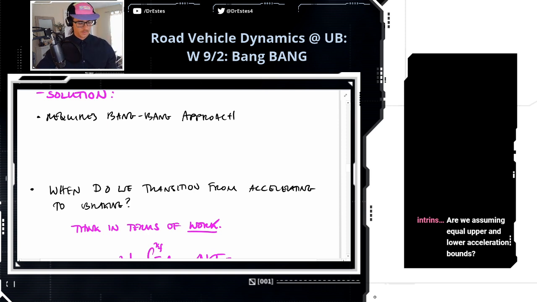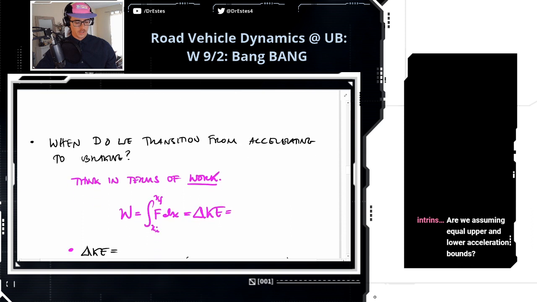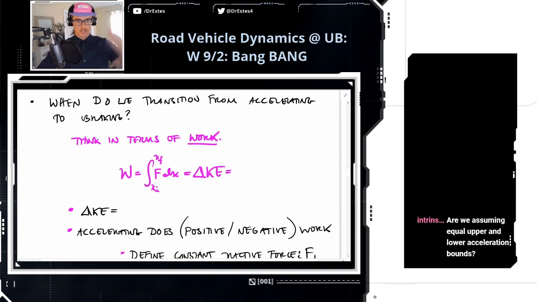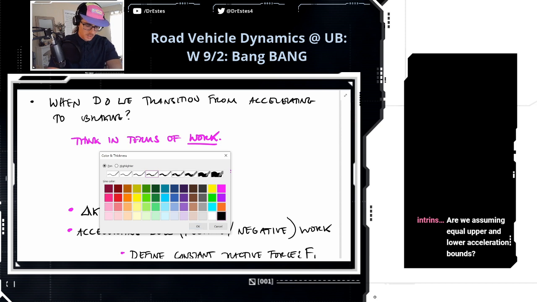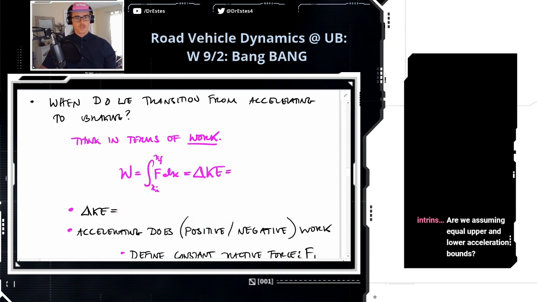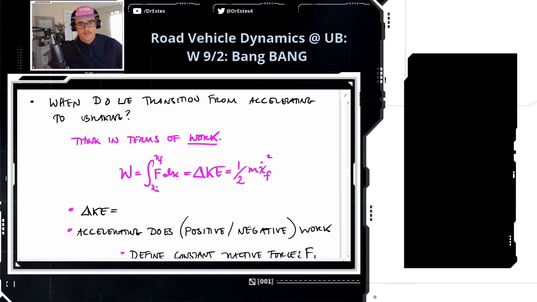So let's break it down. Intuitively, if you have equal accelerating and braking capacities, it kind of makes sense, but we're going to really try to nail this down because this will help us if we do more complicated cases. So I think the easiest way to look at this is in terms of work. Work is force integrated over distance, and that's equal to the change in kinetic energy. So what is the change in kinetic energy? You have your final energy, which is 1/2 mass times velocity squared, and then you take the difference between that and your initial kinetic energy.